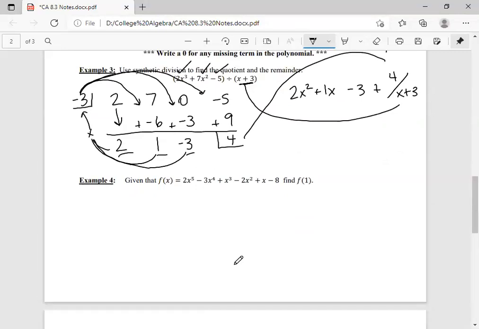So if this is my problem, example 4 says, given that f of x is equal to 2x to the 5th minus 3x to the 4th plus x to the 3rd minus 2x squared plus x minus 8, find f of 1. Hey, don't forget everything you've learned so far in here. If it says find f of 1, what do you do? You plug it in, right? All you have to do is go, okay, I'm finding f of 1. So every time I see an x, I'm supposed to put a 1. I'm supposed to drop a 1 in there.